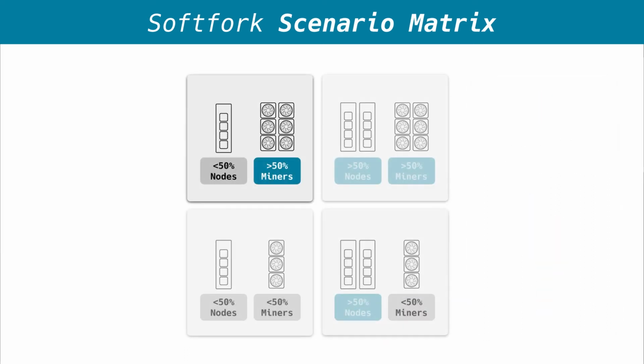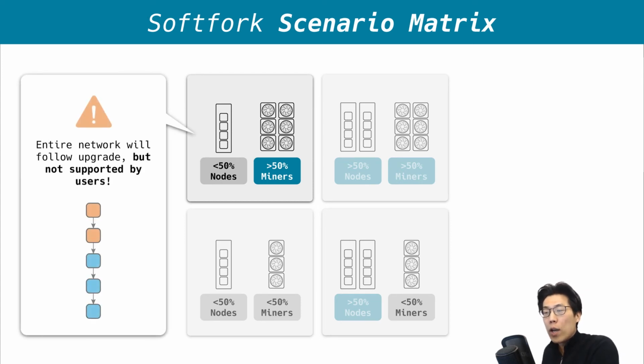There is a scenario also where only the minority of users accept the upgrade, but the majority of miners are mining it. This is a situation where basically the old nodes, which are the majority, are being forced to follow the longest chain, which is upgraded because it's supported by the majority of the miners. This is considered a type of 51% miner attack.